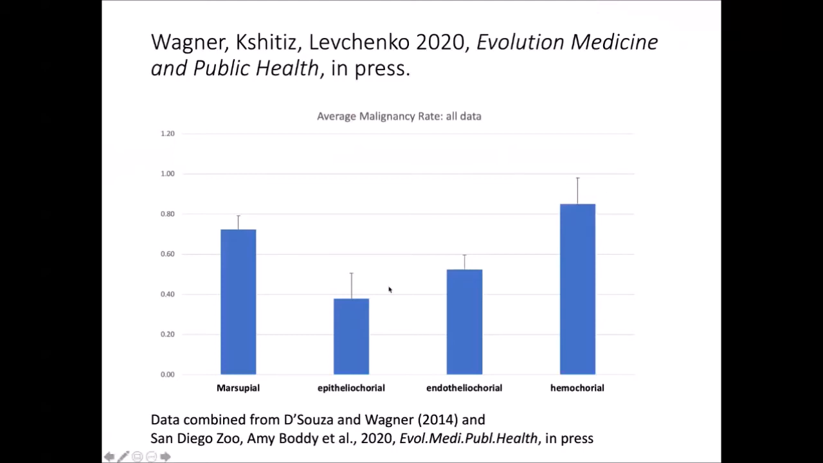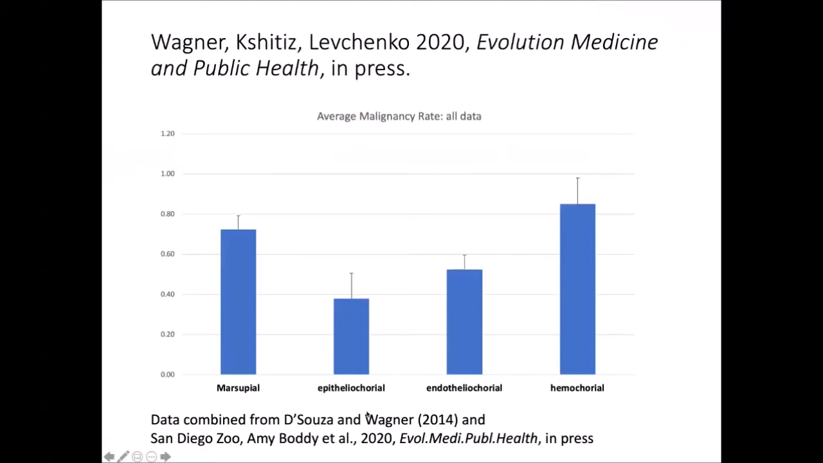So that is reassuring. The numbers are still small because this comparative data is not readily available. There's not that much, and we certainly need more. But on the face value of it, it confirms this idea that there are species differences in malignancy rate that correlate roughly with the form of placentation.